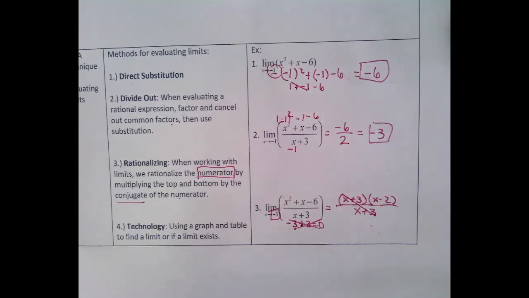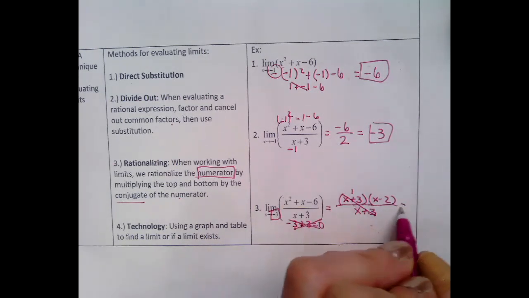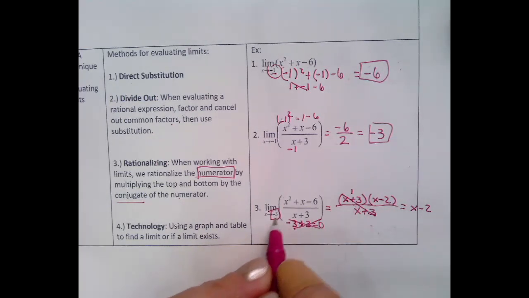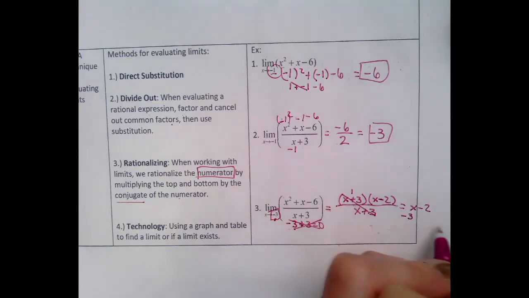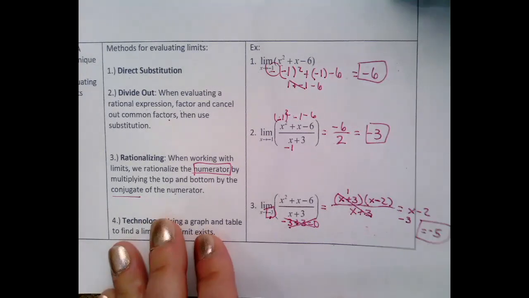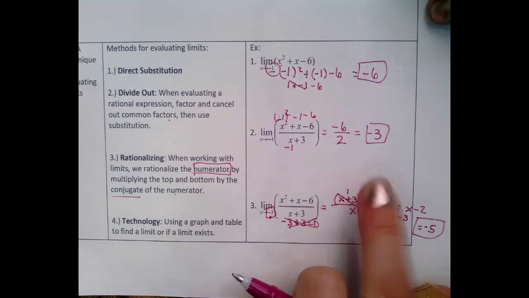I'm going to cancel those out. Remember, when I cancel, that really becomes a 1. Okay, so then I'm going to be left with x minus 2. Now I can plug that -3 in. So -3 minus 2, and that's going to give me a -5. Okay, so that's our dividing out rule. If you get a 0 in the denominator, then you're going to have to use that dividing out rule.